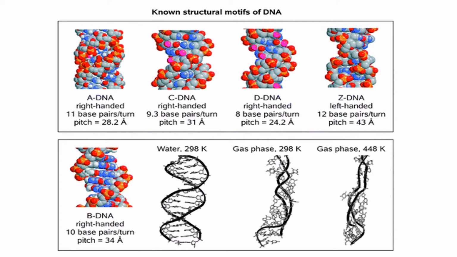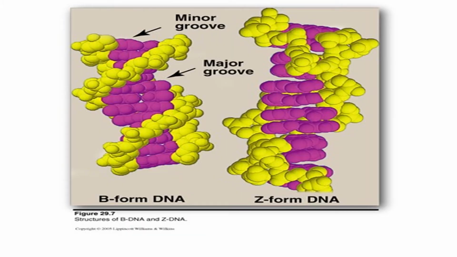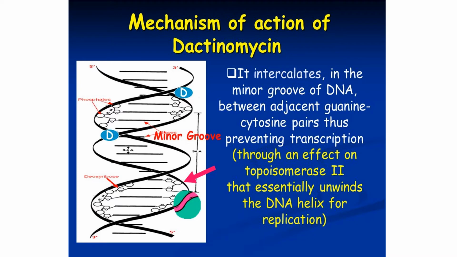Among them, DNA is mostly found in the Z DNA and B DNA form, that is either the left-handed or the right-handed structure. The minor and major grooves are shown in this figure in the B form of DNA and in the Z form of DNA. What is the importance of these major and minor grooves?